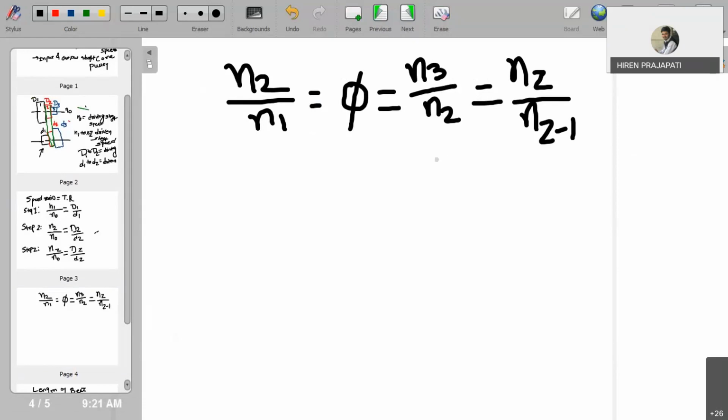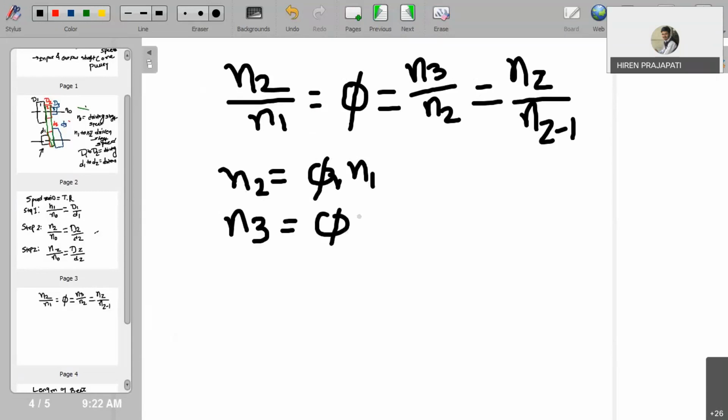So now let us write these speed ratios in terms of the geometric progression constant and diameter ratio. Then we can say n2 is equal to phi times n1. Similarly, n3 is equal to phi times n2, and we reach up to nz. Then this is the general form of a geometric progression series which we have already learned. So this is phi raised to z minus 1 into n1, right? This equation we have already used.